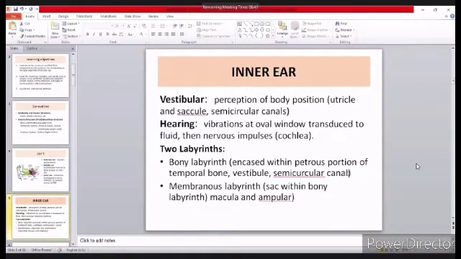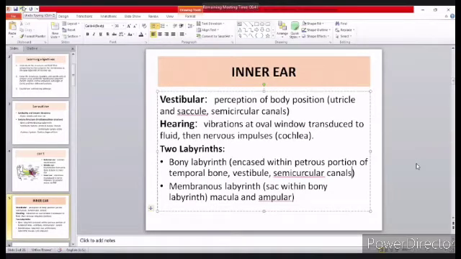And then for the membranous labyrinth, it's a sac within the bony labyrinth. So we have the macula as well as the ampullaris. If we talk of the cochlea, we are talking about the organ of Corti.